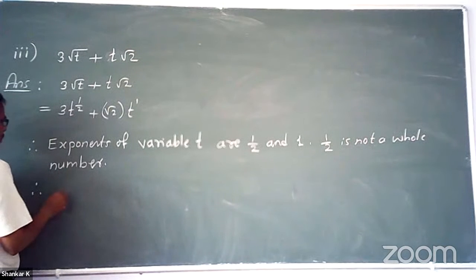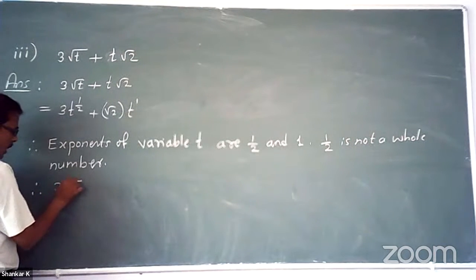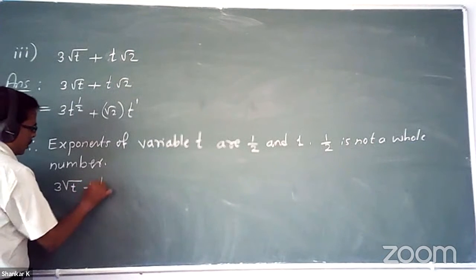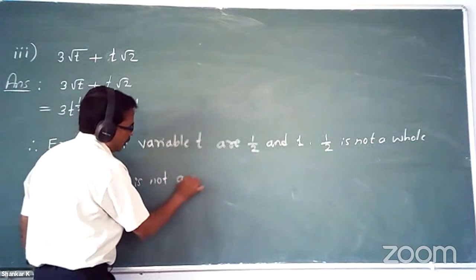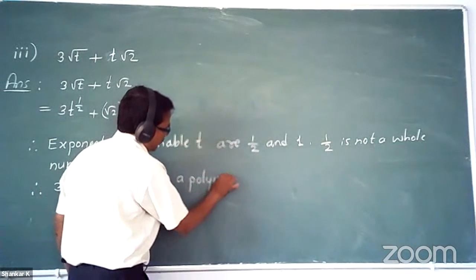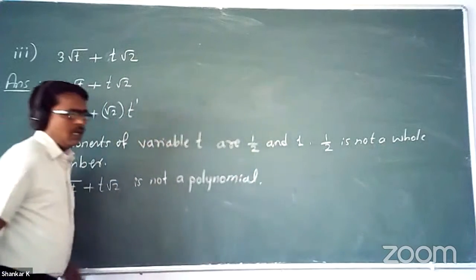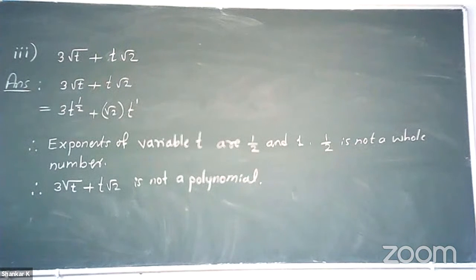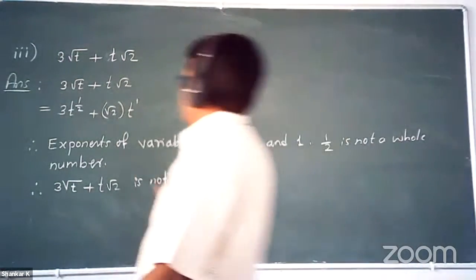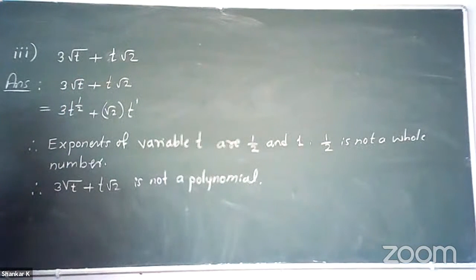Therefore, 3 root t plus t root 2 is not a polynomial. If you have to call it a polynomial, its exponents or its powers should be whole numbers. One by 2 should not count. These all should be whole numbers.